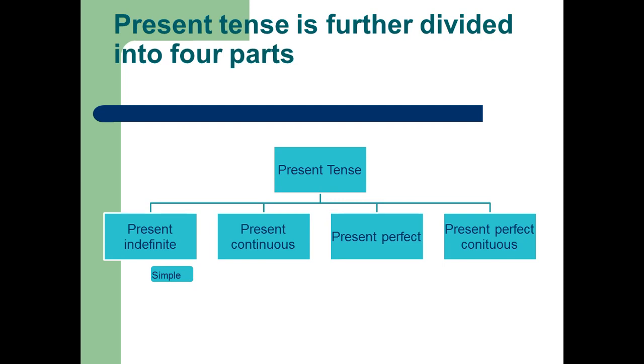In the English language, we have four parts of present simple. Present indefinite, also called present simple, present continuous, present perfect, present perfect continuous.